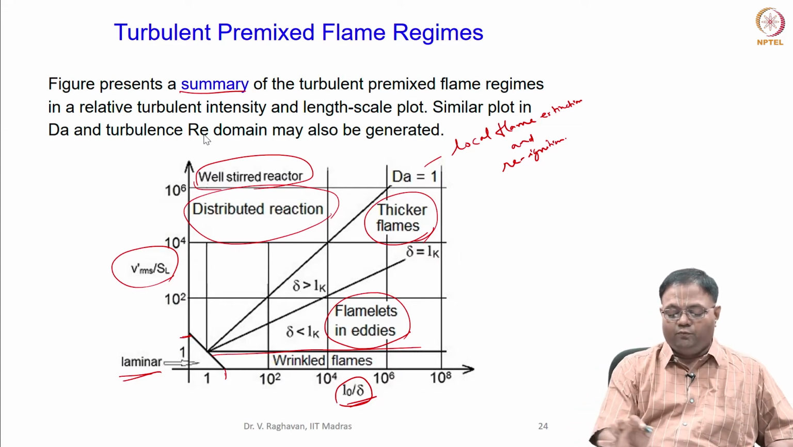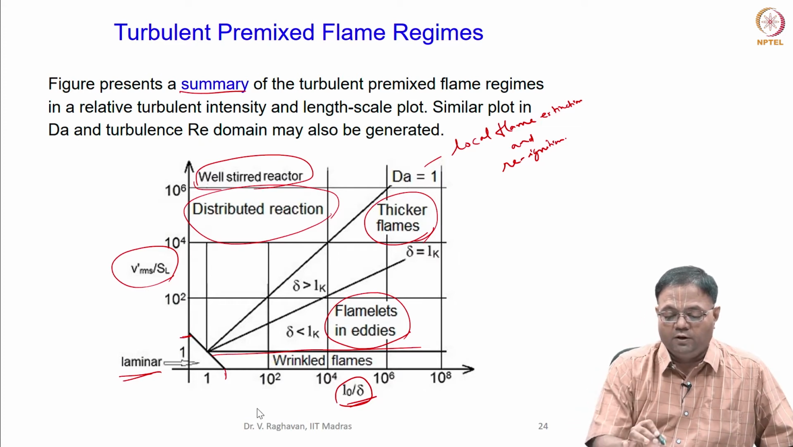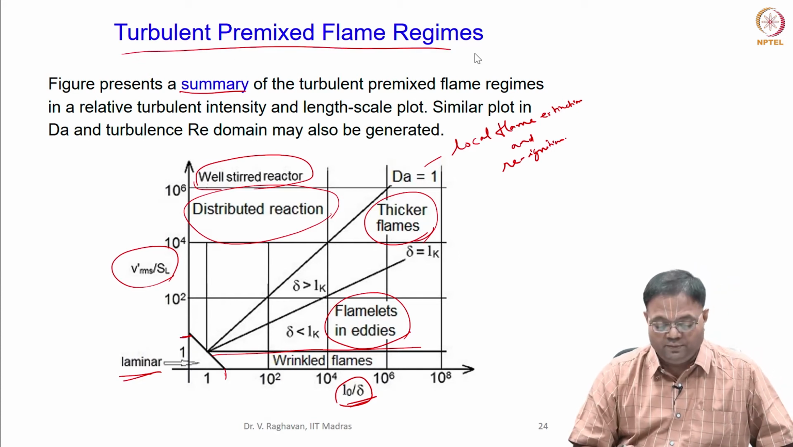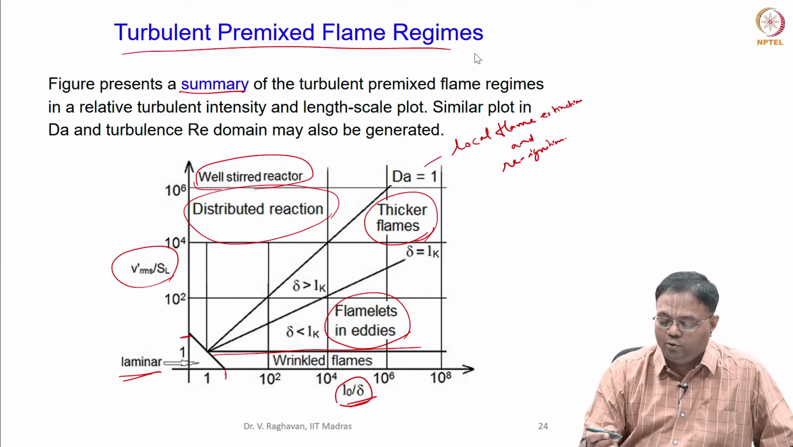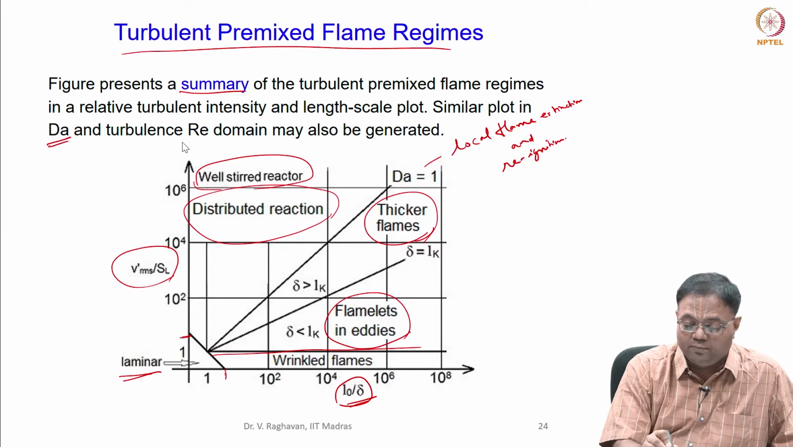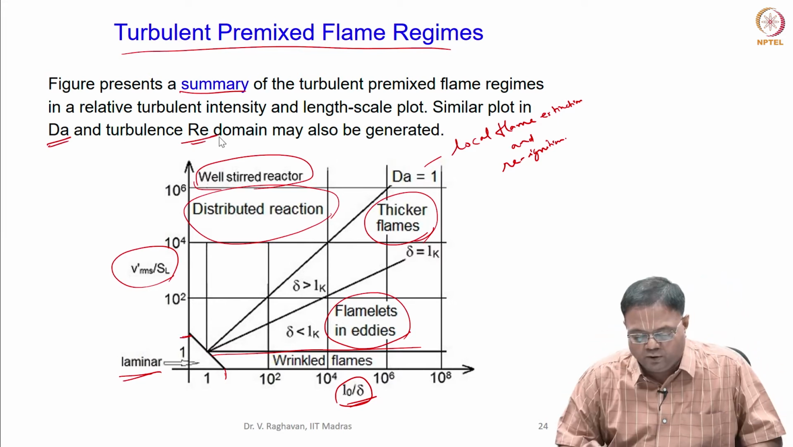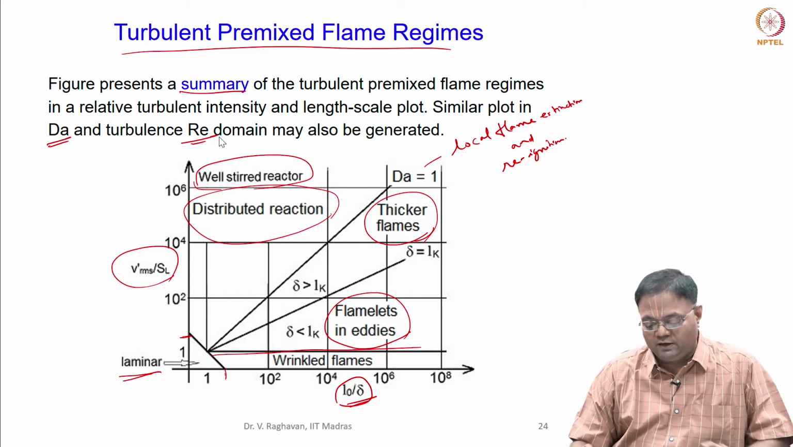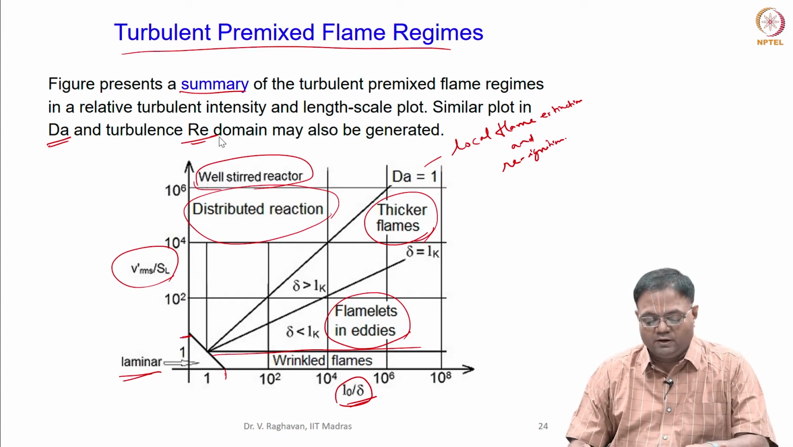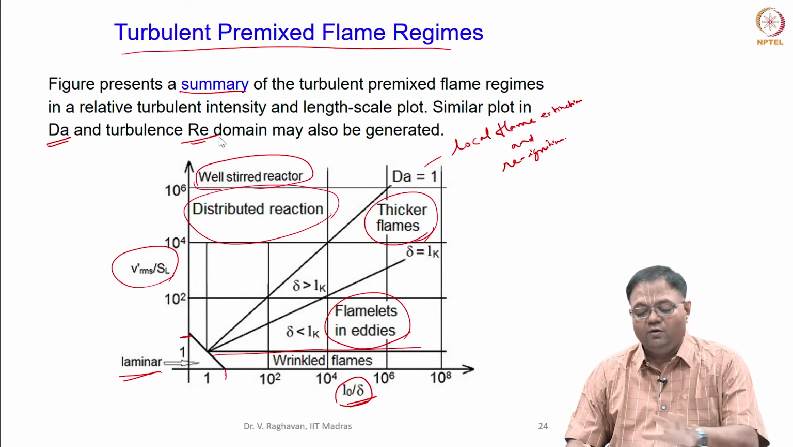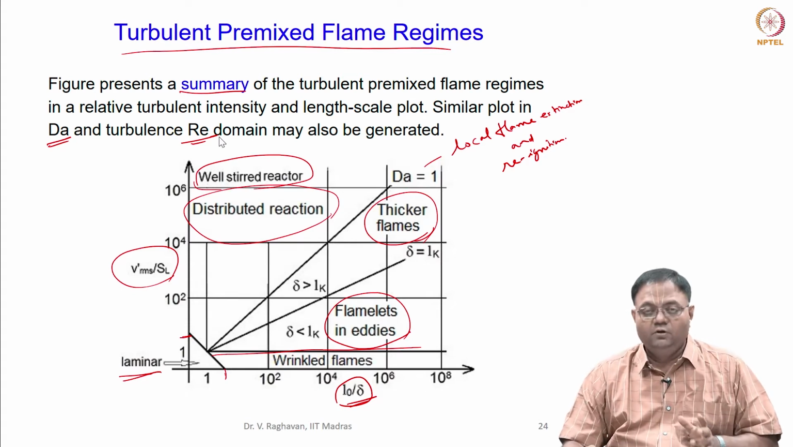So, this is the map of the turbulent premixed flame regimes, and this can also be plotted in a plot called the Damköhler number versus Reynolds number domain, the turbulence Reynolds number domain. This is a very important diagram which will illustrate, based upon the relative turbulent intensity and the length scale, what domains we can have. So, that is the thing.